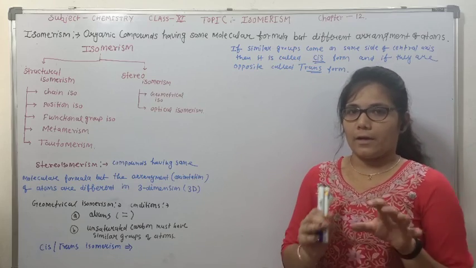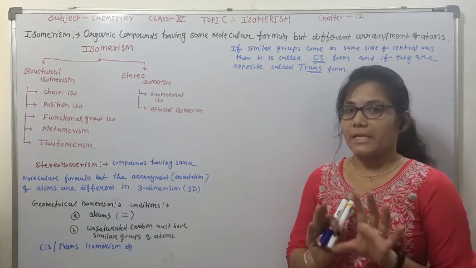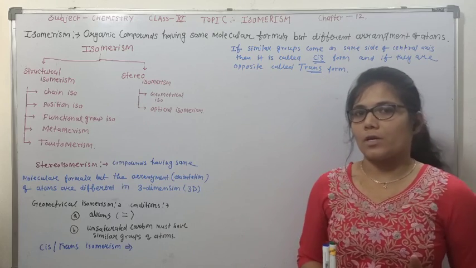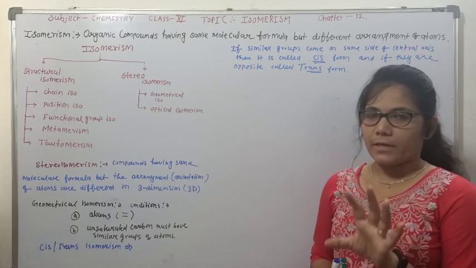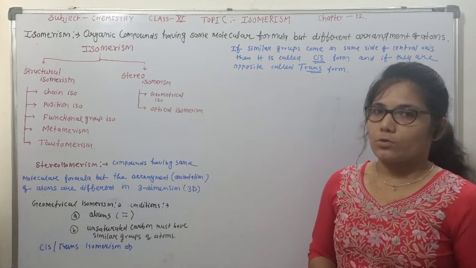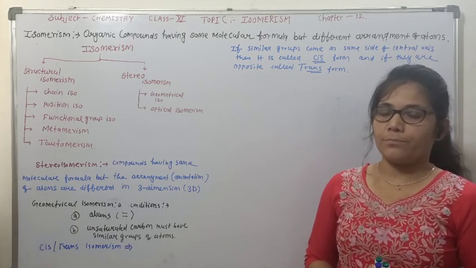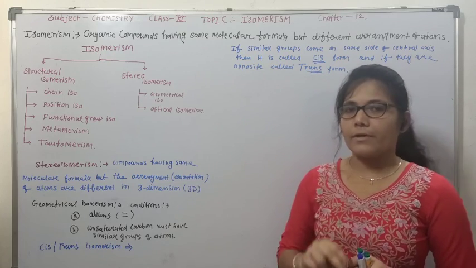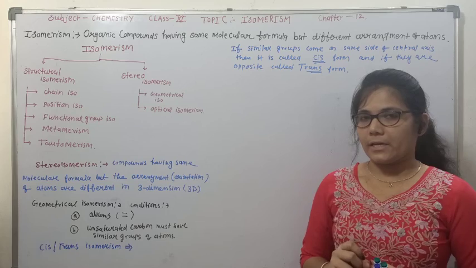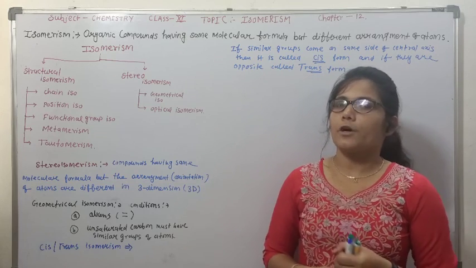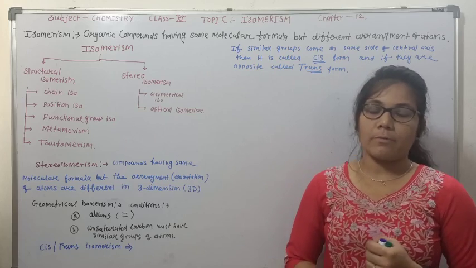Stereoisomerism means the arrangement of atoms in 3 dimensions. The compounds having the same molecular formula but the atoms arranged differently in 3D is called stereoisomerism. Stereoisomerism basically has 2 classes, geometrical isomerism and optical isomerism. So first we'll talk about geometrical isomerism.